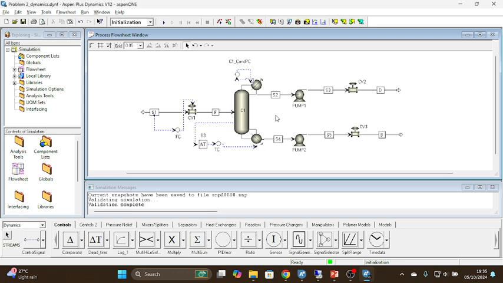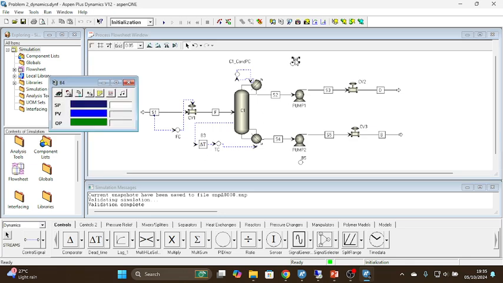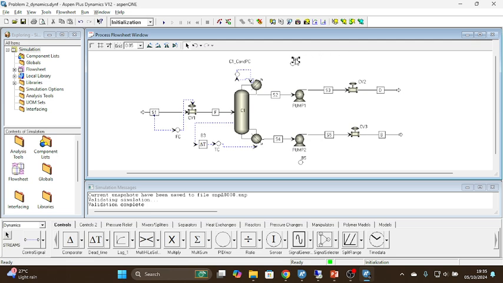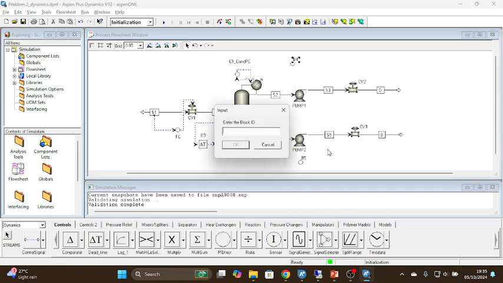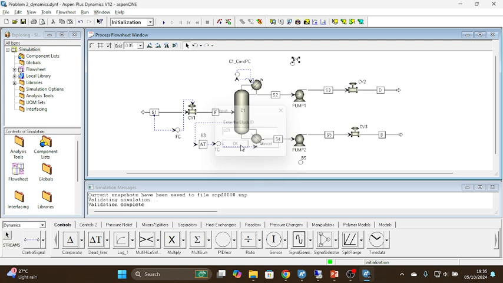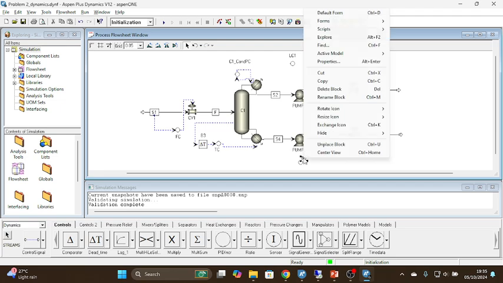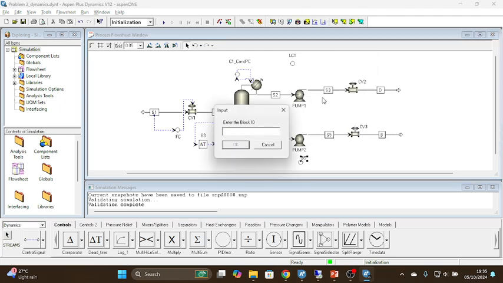Next we need to control the level of the reflux drum and the reboiler. So let me add one controller over here and another controller over here. Let me rename this as LC1 and LC2.